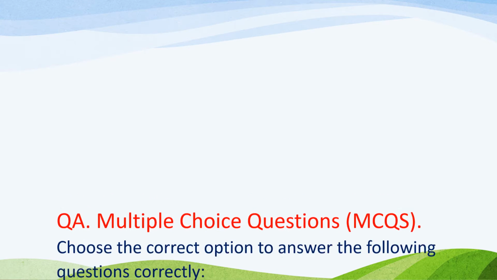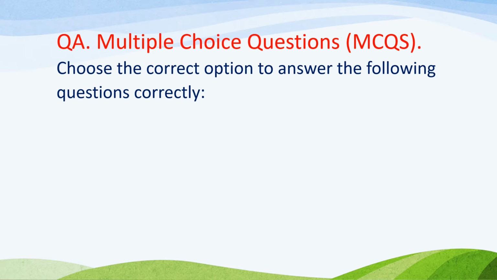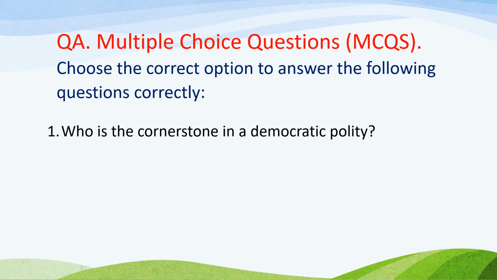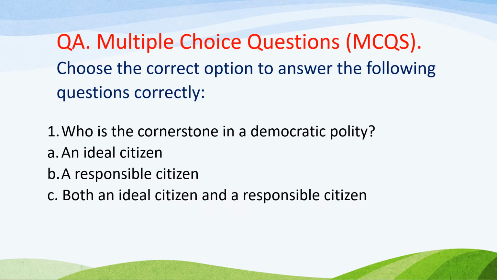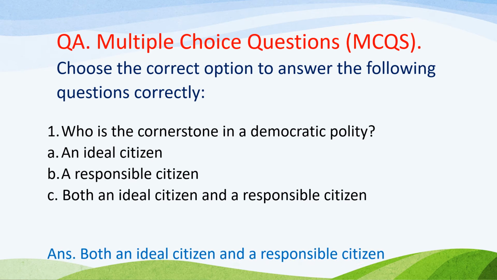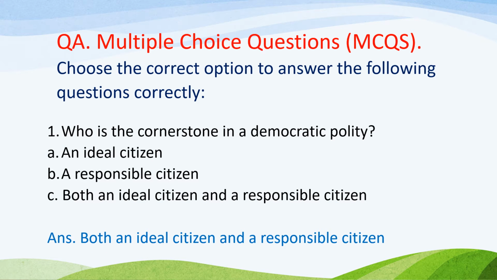So students, let's begin with question A, multiple choice questions. Question 1 is, choose the correct option to answer the following questions correctly. First one is, who is the cornerstone in a democratic polity? Option A, an ideal citizen. Option B, a responsible citizen. And option C, both an ideal citizen and a responsible citizen. So students, can you guess the answer? Yes, very good. The answer is both an ideal citizen and a responsible citizen.